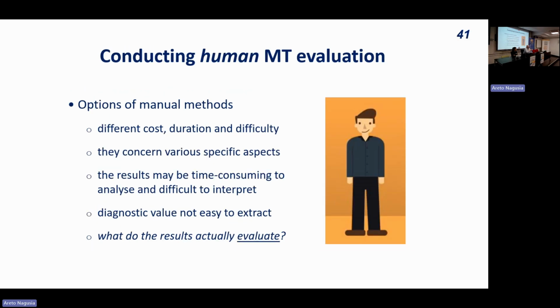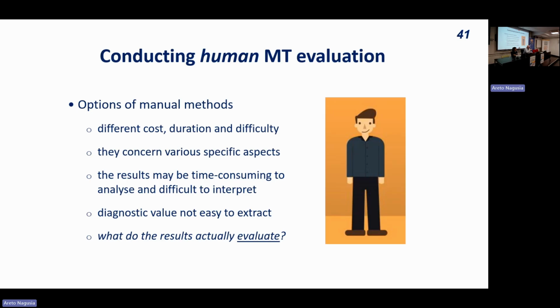If you are in a privileged position, and I wish that were the case for the minority languages that we care so deeply about, whether it's Basque, Irish, Aragonese, or Catalan, etc., then your options can be open to human manual evaluation methods. Whichever method you choose will have different cost, different duration, which is always in the range of days, if not weeks. You cannot get away with just a few hours. You don't get enough data. It's not informative enough, and different levels of difficulty.